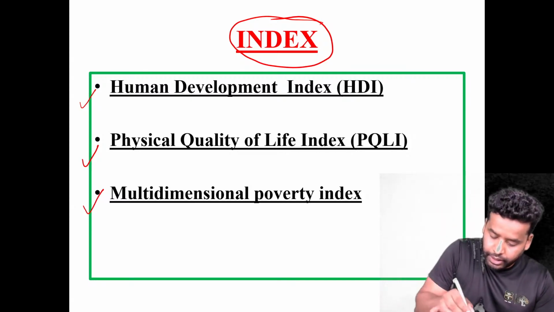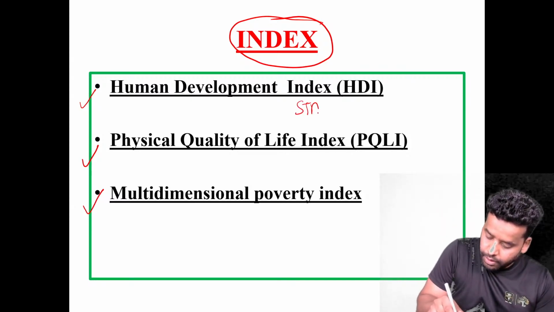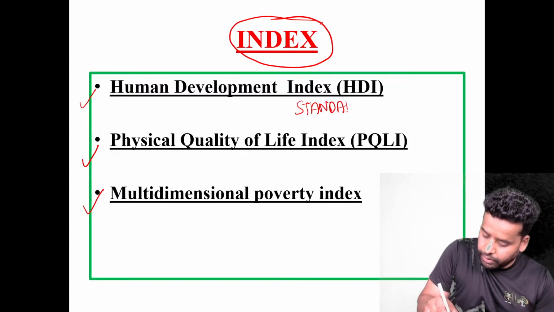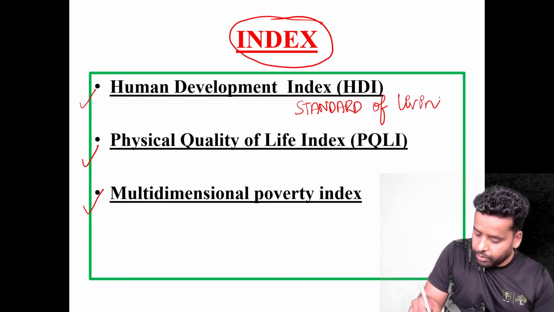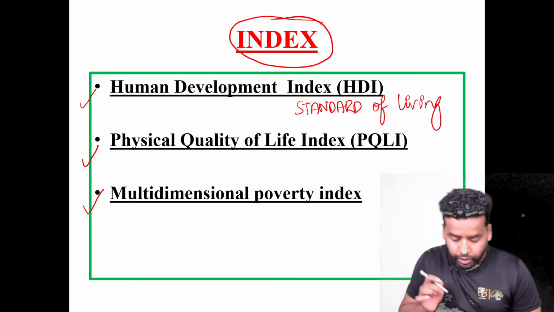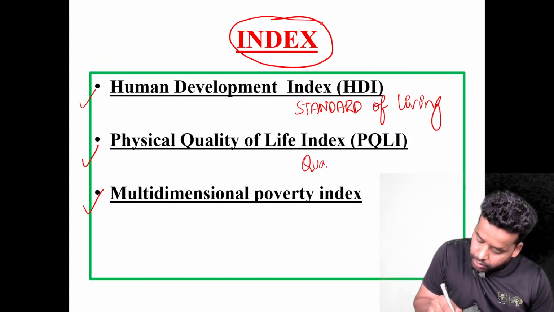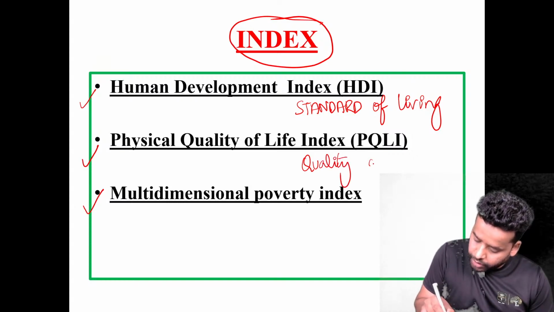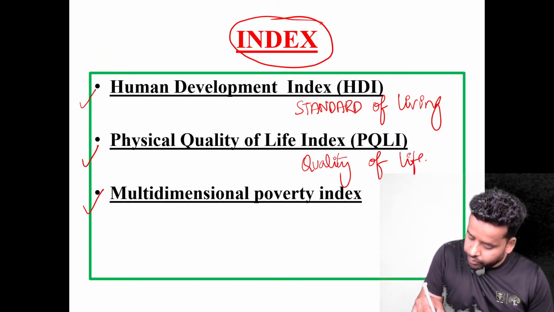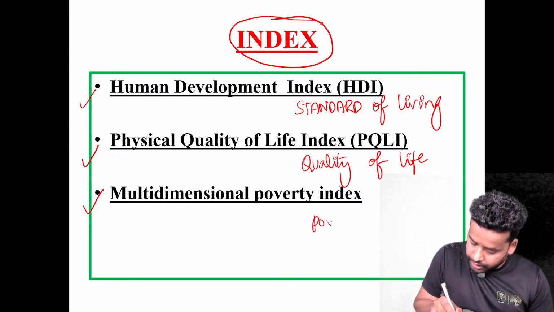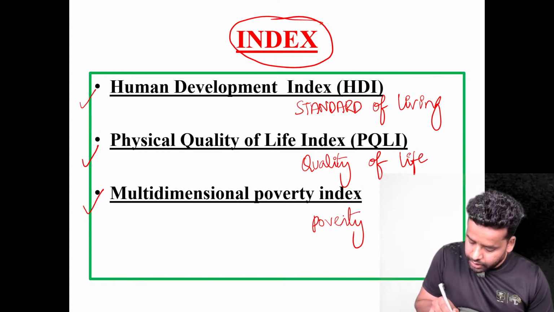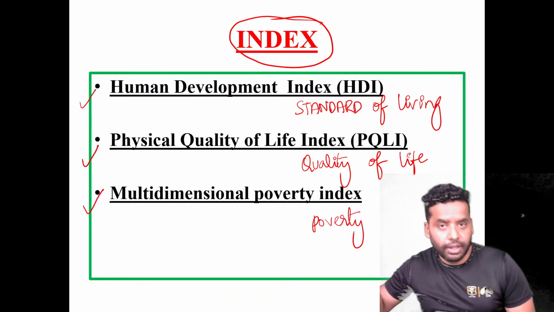HDI will indicate standard of living. If I want to compare standard of living, I will be using HDI. If I want to compare quality of life, I will be using PQLI. If I want to compare poverty status between countries, I will be using the Multidimensional Poverty Index.